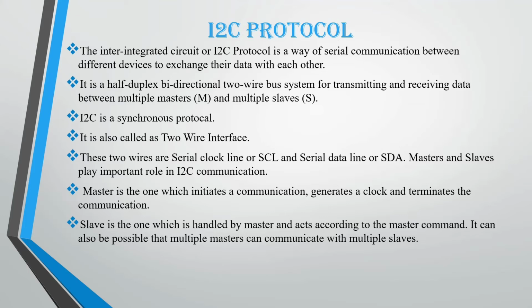I2C is a synchronous protocol. It is also called a two-wire interface. These two wires are the serial clock line and the serial data line. Masters and slaves play an important role in I2C communication. The master is the one which initiates a communication, generates a clock and terminates the communication. The slave is the one which is handled by the master and acts according to the master's command. Multiple masters can also communicate with multiple slaves.